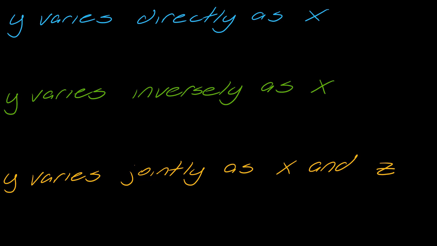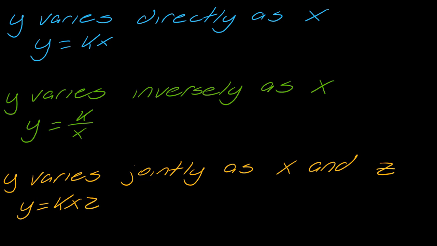This is very important. If I look at all these definitions, I can also write down the actual equations. Y varies directly, this is y equals kx. Y varies inversely, this is y equals k over x. And the last one, y varies jointly, this is y equals kxz. Things to notice: they all have a k in them, and it all stands for the same thing. So k is always a part of your variation equation.